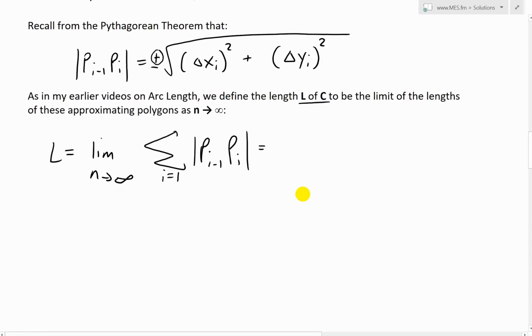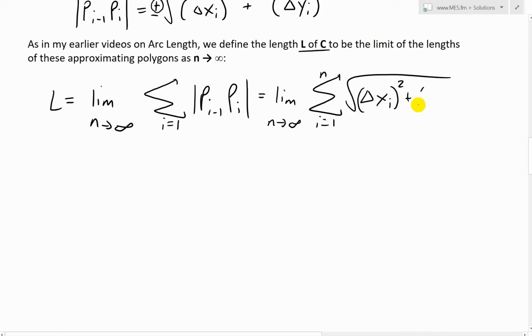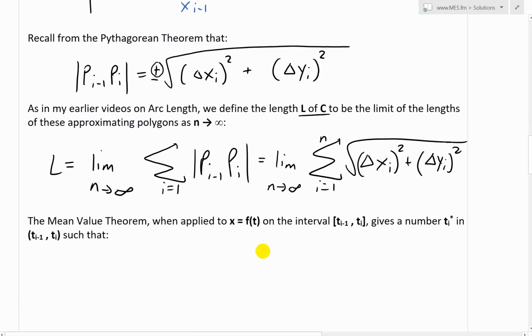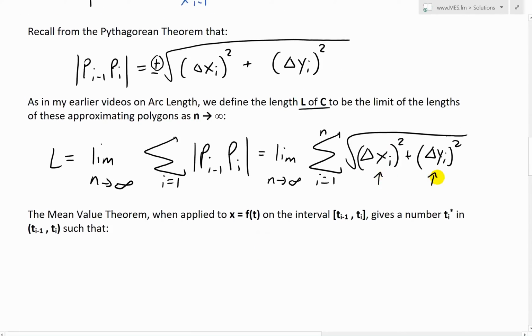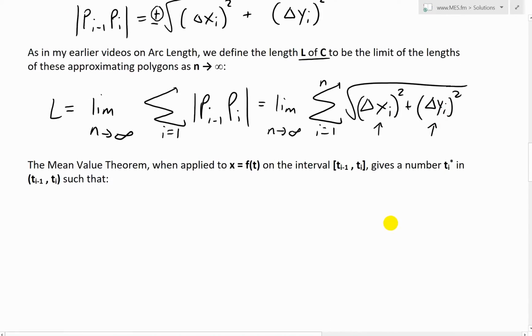And then when we plug in this square root, we could write this as the limit as n approaches infinity of the sum from i equals 1 up to n of the square root of delta x_i squared plus delta y_i squared, like that. And now the next step is to find values or formulas for these delta x_i and delta y_i to replace them, to get a Riemann sum, like I've done in my arc length videos.